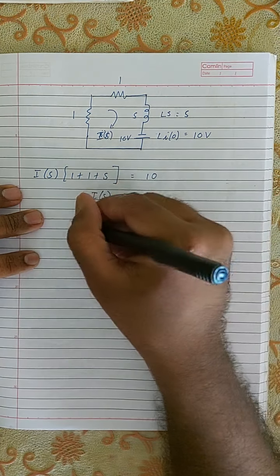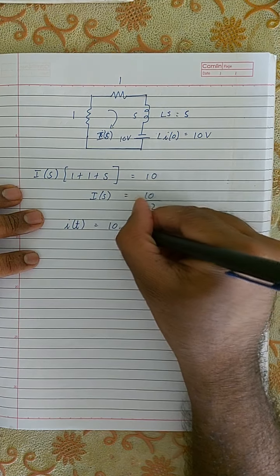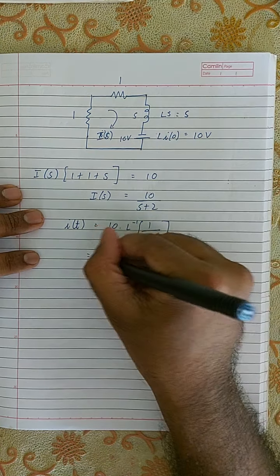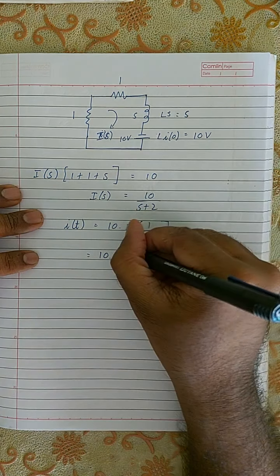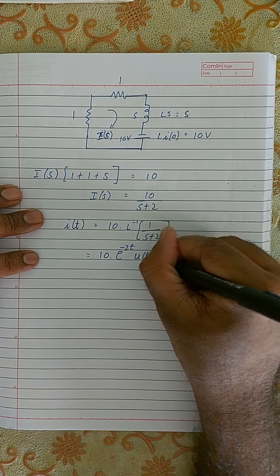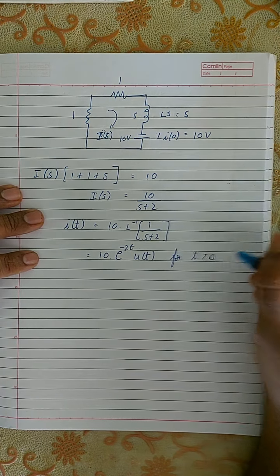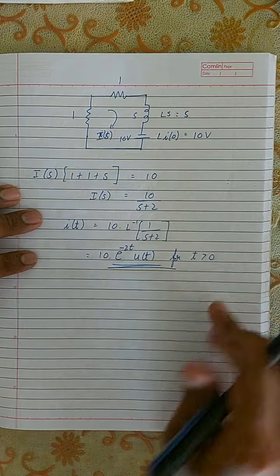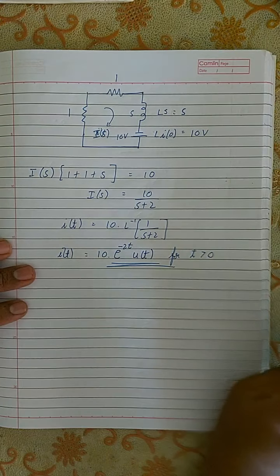So in that case, I of t is equal to 10 into the Laplace inverse of 1 by s plus 2. Or in other words, it is 10 into e raised to minus 2t, this is the frequency shifting property, into u of t, for t greater than 0. You can simply write this as u of t. This is the answer. Okay, this is how we do the problem.